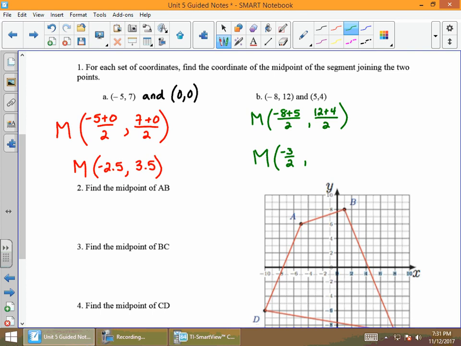For my y's, though, 12 plus 4 is 16, divided by 2 is 8. So that number comes out nice and neat. So the midpoint between those two points is -3/2 or -1.5, and positive 8.